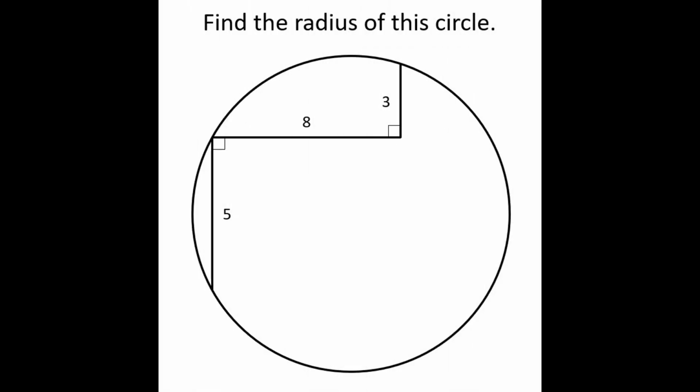Hi everyone, today I've been asked to help out with this question where we're asked to find the radius of the circle. We're given the lengths of a few lines inside the circle and some of the angles. So we've got a few lines at right angles to each other and their lengths, and we need to somehow find the radius of this circle.